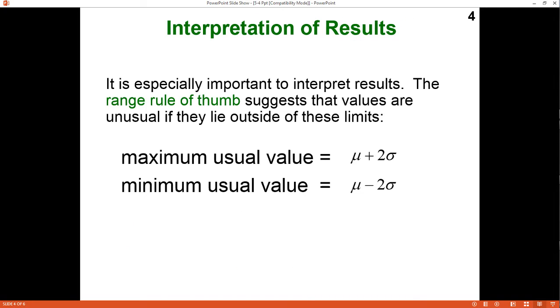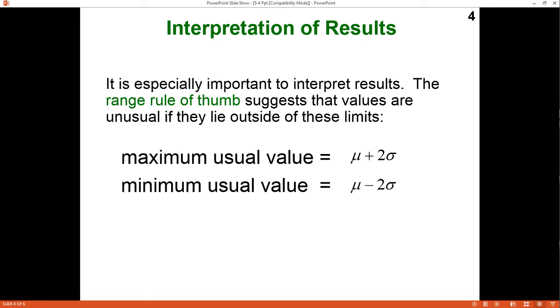Okay, let's jump right in and get to that range rule of thumb that I talked about. You've seen this before, so this is a good thing that it's familiar. We start with the mean and we go up and down 2 standard deviations, and this gives us a range of what would be usual. Usual behavior would lie within these limits. Unusual behavior would lie outside of 2 standard deviations up and 2 standard deviations down.